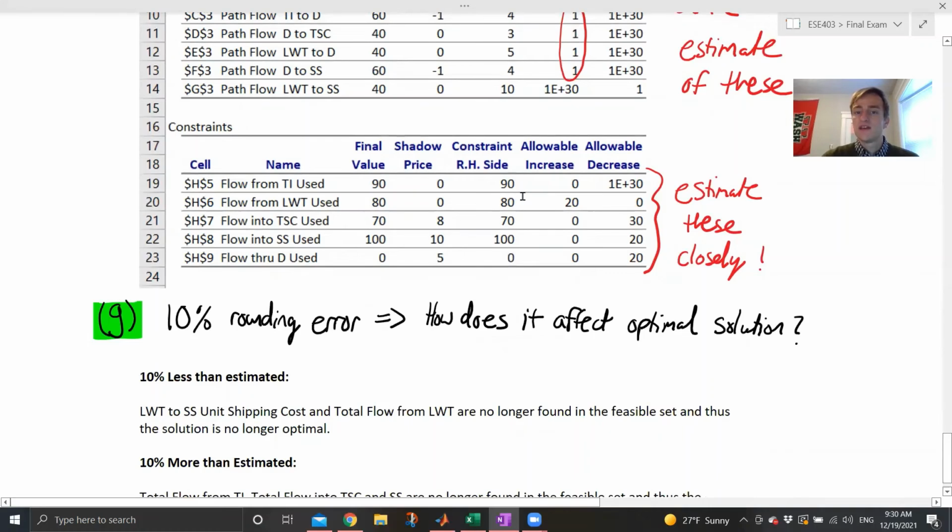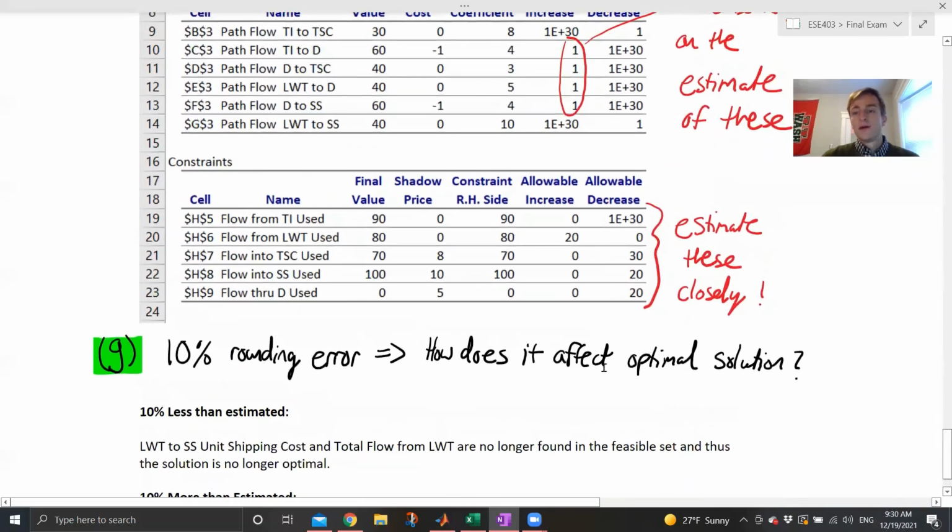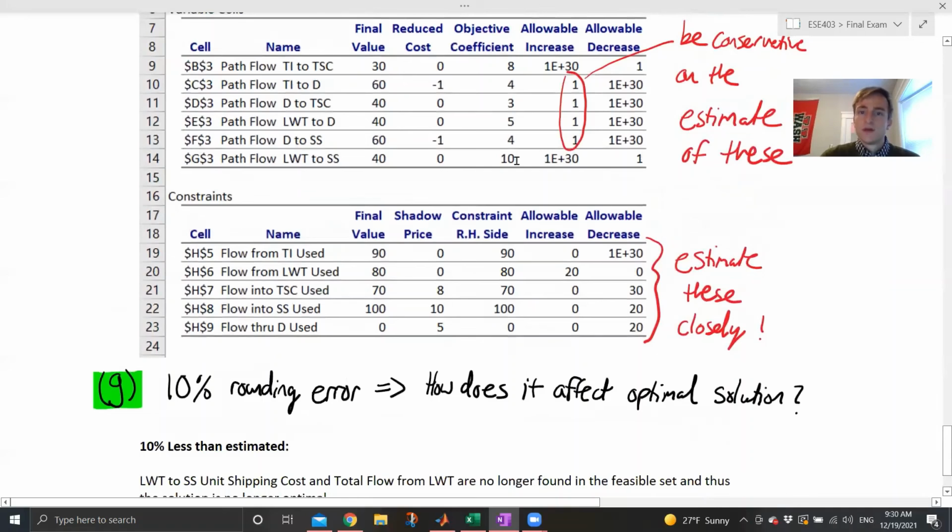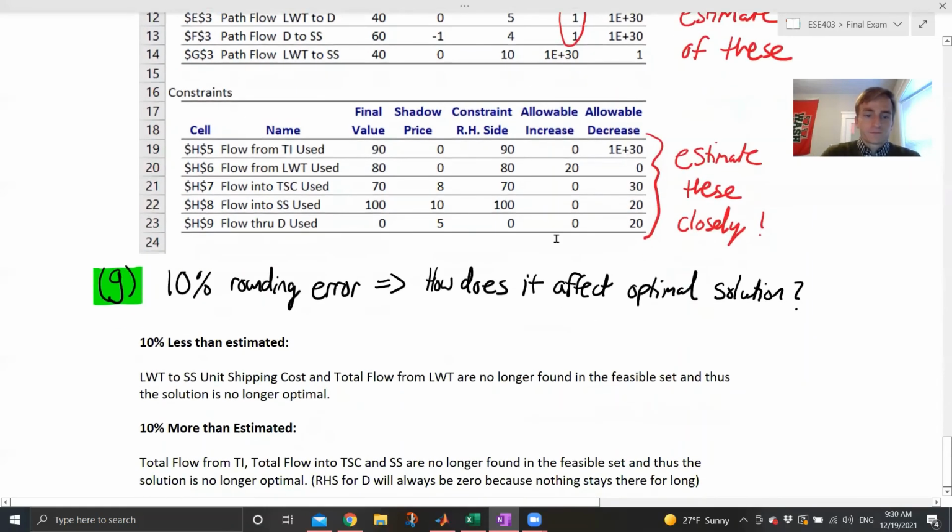So a 10% decrease on 80 is 8. So that makes it 72. That's an 8-step decrease. That is no longer part of our optimal solution, or the whole solution is no longer optimal because of that. And then also, for total flow from Liberty Water Tank to Southern States, the allowable decrease is 1. 10% is 1. So it's right on the edge, but it still could throw off our optimal solution.